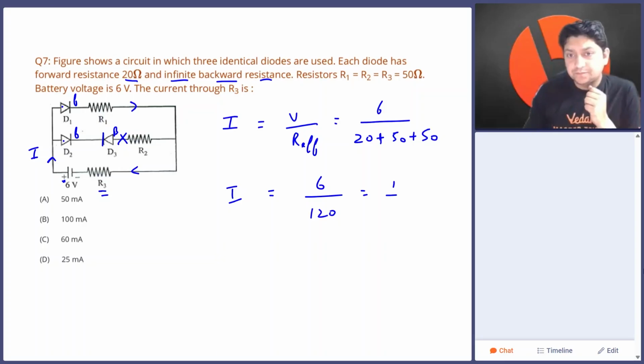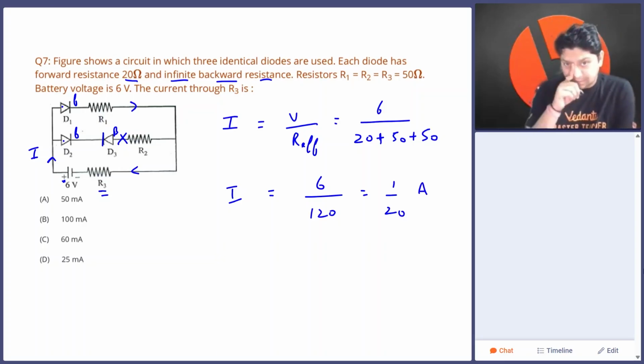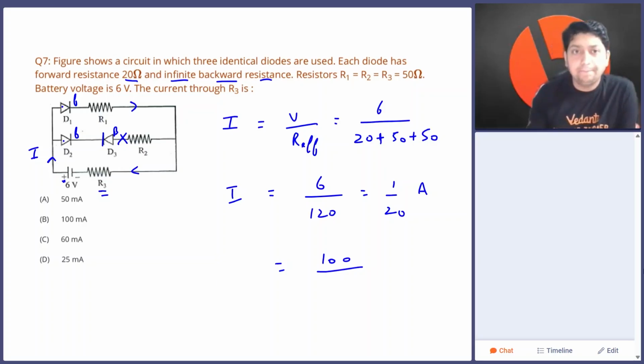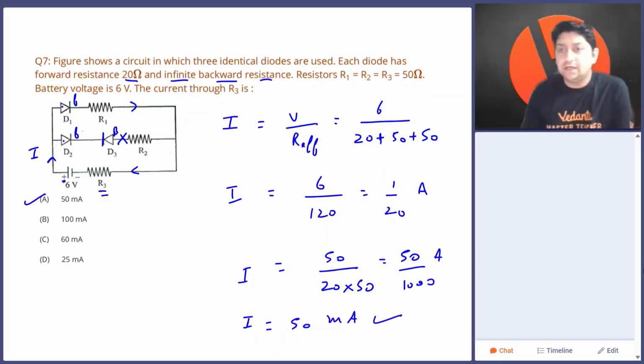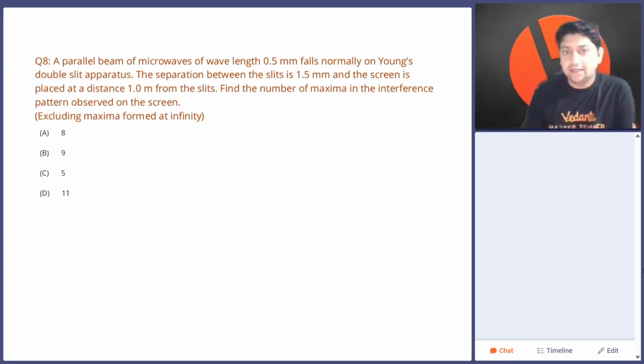which is nothing but 1 by 20 amperes. The options are in milliamperes, so let's multiply by 50 and divide by 50. So 20 into 50, this will be 50 into 1000 ampere. That is, the current through R3 will be equal to 50 milliampere. So option A will be the correct answer, right? Let's move to the next question.